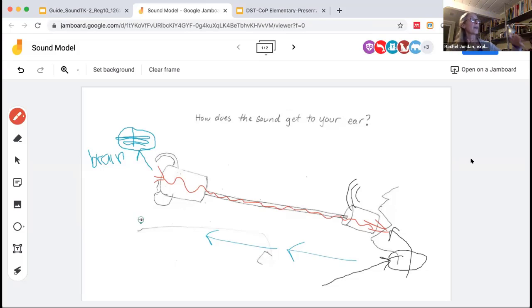It's important. I feel like one of the important ideas folks are communicating is that the vibrations start at the source and then travel through the material. Nobody said the cup moves to the ear. It's just the vibration that moves to the ear.